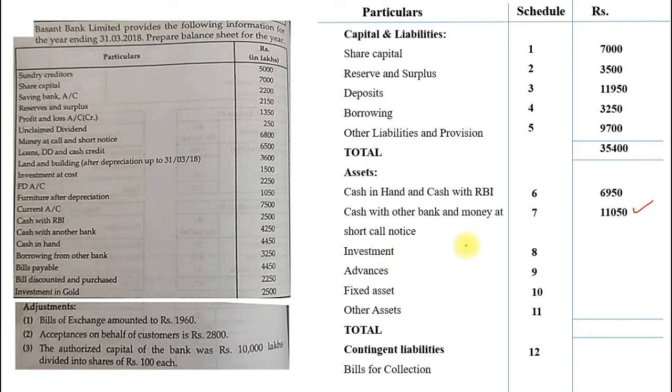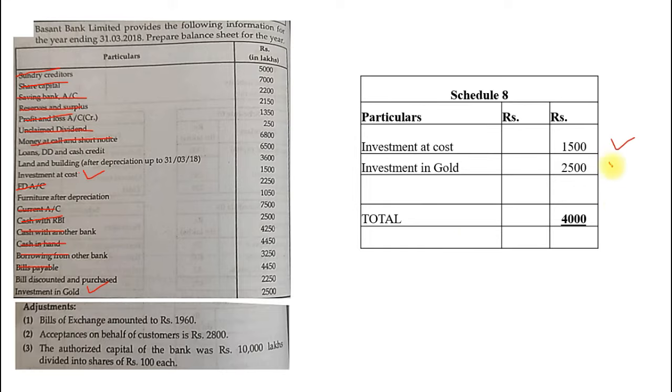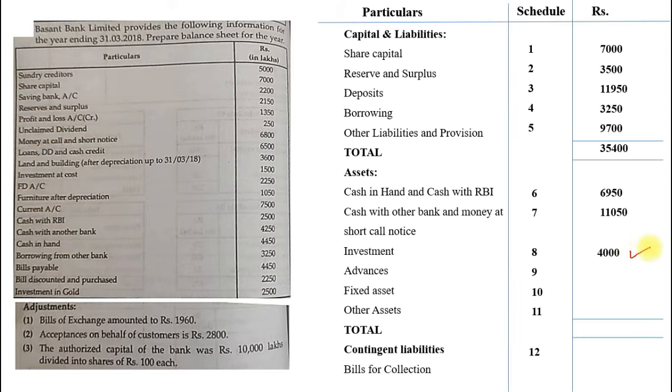Next is investment. Okay, so let us check now what all investment the bank has done. So see, we'll just cross out. Credit is done, share capital is done, saving is done, reserve is done, PNL, unclaimed, money at call. Investment at loan doesn't come here, land doesn't come here. Investment at cost is given, FD is done, current is done, all the cashes are done, borrowing is done, bills payable is done, bill discount cannot come here. Investment in gold, I can see two investments: investment at cost, investment in gold. Both we will note down: 1500, 2500, total 4000. Schedule number 8. So under schedule number 8, 4000.